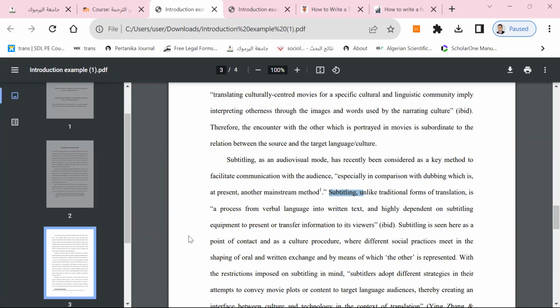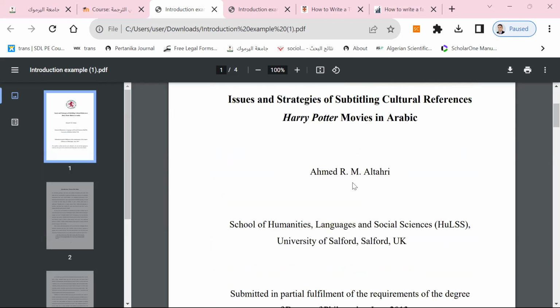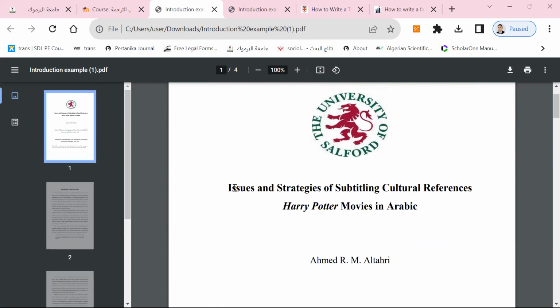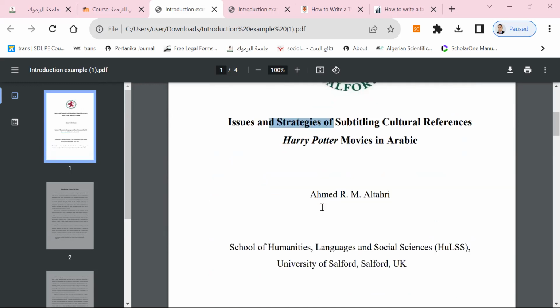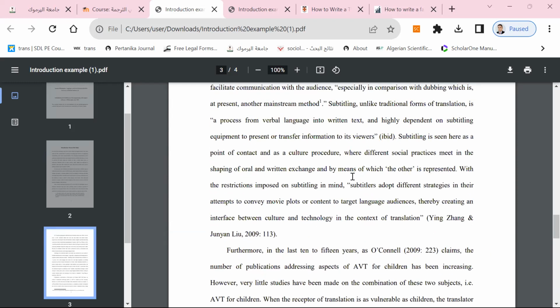Subtitling is seen here as a point of contact and as a cultural procedure where different social practices meet in the shaping of oral and written exchange, and by means of which the other is represented. With the restrictions imposed on subtitling in mind, subtitlers adopt different strategies. Like here, this is the aim of the study. He talked about the issues, the problems of subtitling. Then he started talking about the strategies of subtitling, cultural differences here in the introduction.